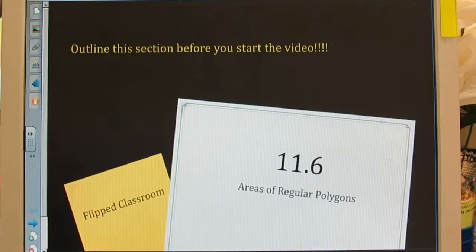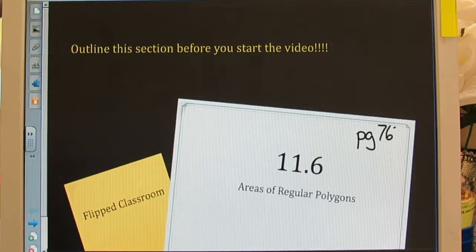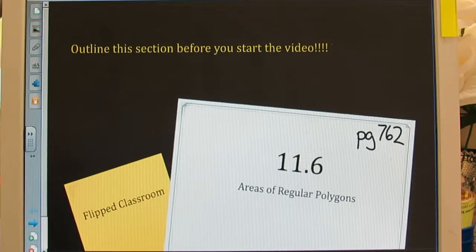So today we're going to be doing section 11.6, which is finding the area of regular polygons. And this can be found on page 762 in your textbook. If you have not already outlined this section, you need to go ahead and pause this video and outline the section before you continue on.